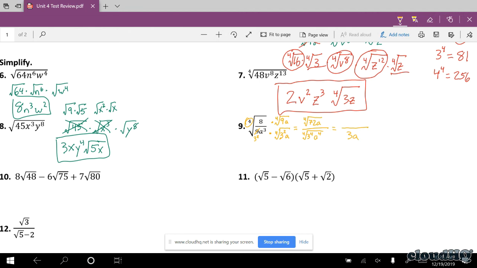Can that simplify? Well, remember, 72 is a big number, but think about where 72 came from. 72 came from 9 times 8. 9 we knew was 3 squared. 8, if I broke that down, that's 2 to the 3rd. I have 3 2's, I have 2 3's. Do I have 4 of anything? No, so nothing gets pulled out. That was just our answer.